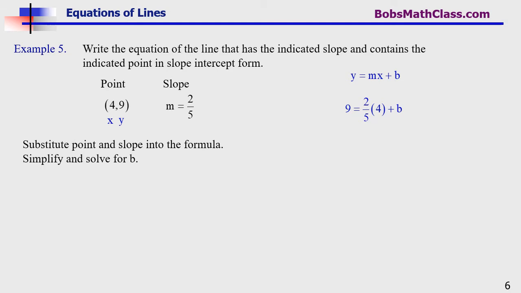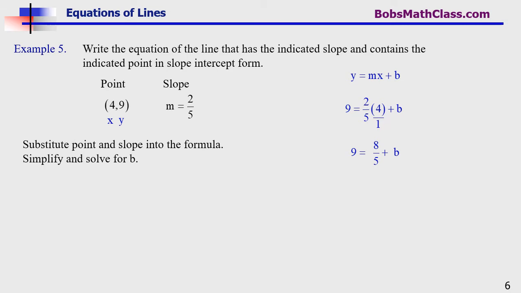To multiply 2/5 times 4, put a 1 underneath the 4. And then multiply straight across, so 2 times 4 is 8. 5 times 1 is 5, so 9 equals 8/5 plus b. There are different ways you could solve this equation.